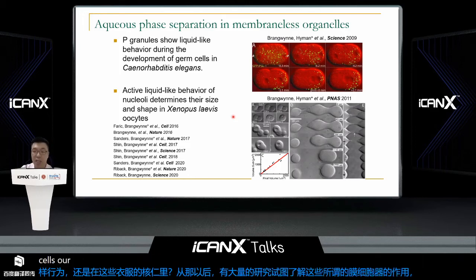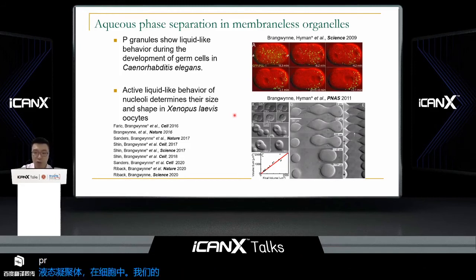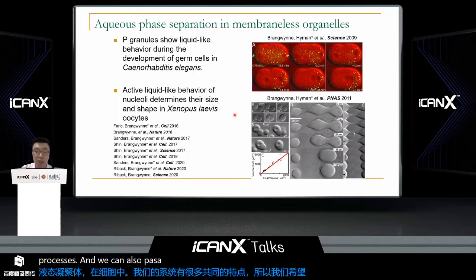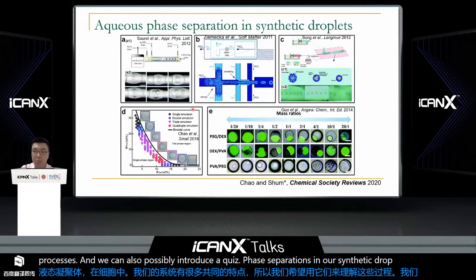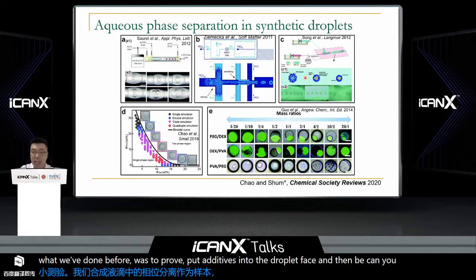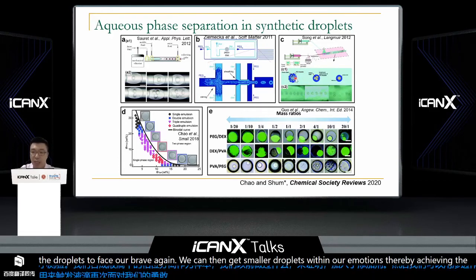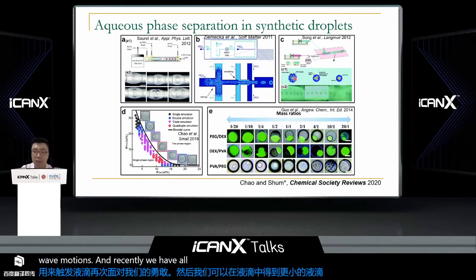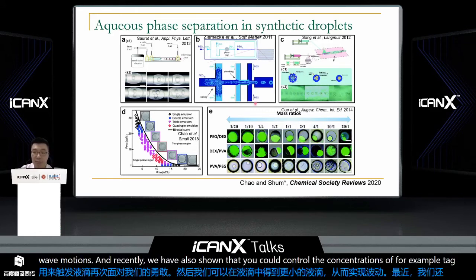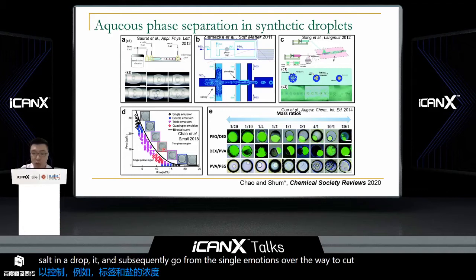Our systems share a lot of common features, and so we would like to use them to understand some of these processes, and we can also possibly introduce aqueous phase separations in our synthetic droplets. For example, what we've done before was to put two additives into the droplet phase, and then we can use osmosis to trigger the droplets to phase separate again. We can then get smaller droplets within our emulsion, thereby achieving double emulsions. And recently, we have also shown that you could control the concentrations of, for example, PEG and salt in a droplet, and subsequently go from the single emulsions all the way to quadruple emulsions. I will talk more about that later.